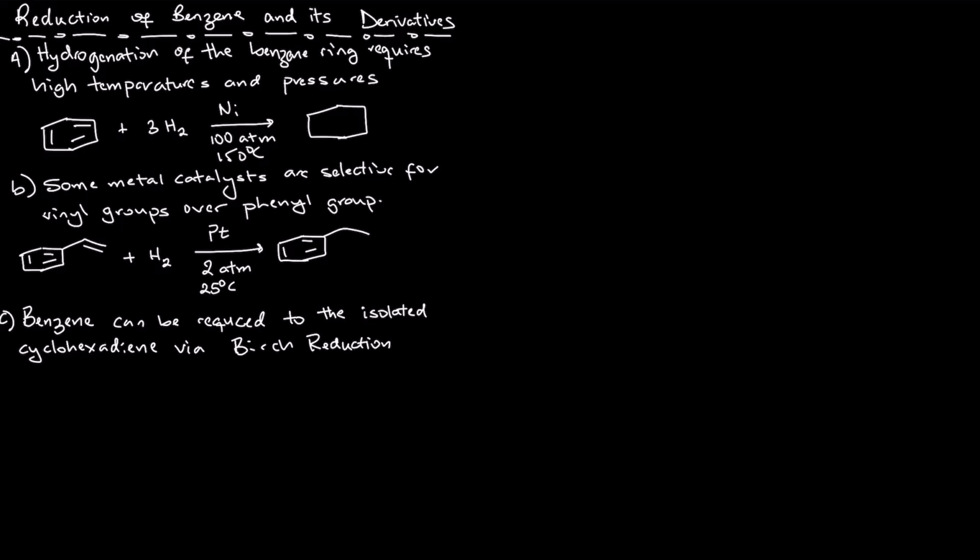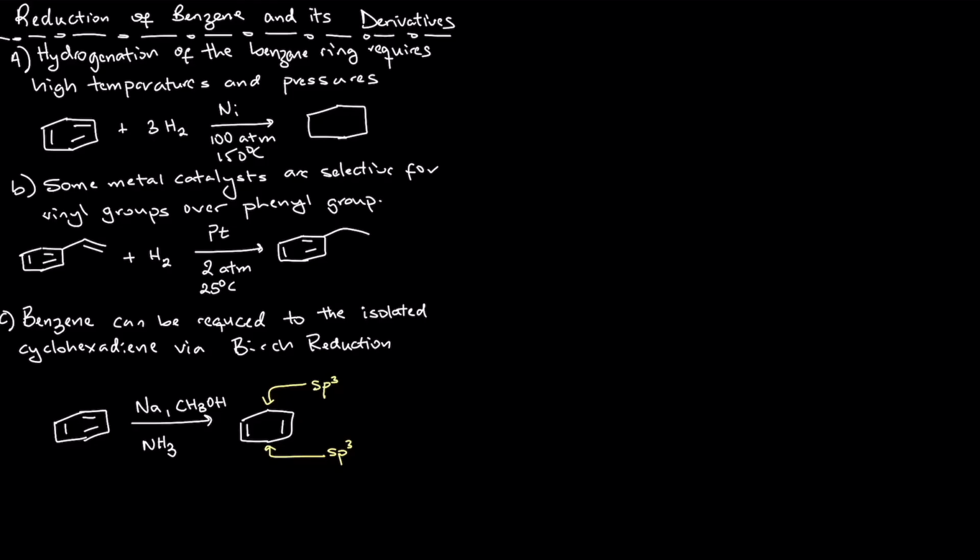But what if you do want to reduce your benzene ring and do so in a way that's synthetically viable under relatively mild conditions and also very safe conditions as well? Well, you can do so with what we call a Birch reduction. And the Birch reduction reagents look like this.